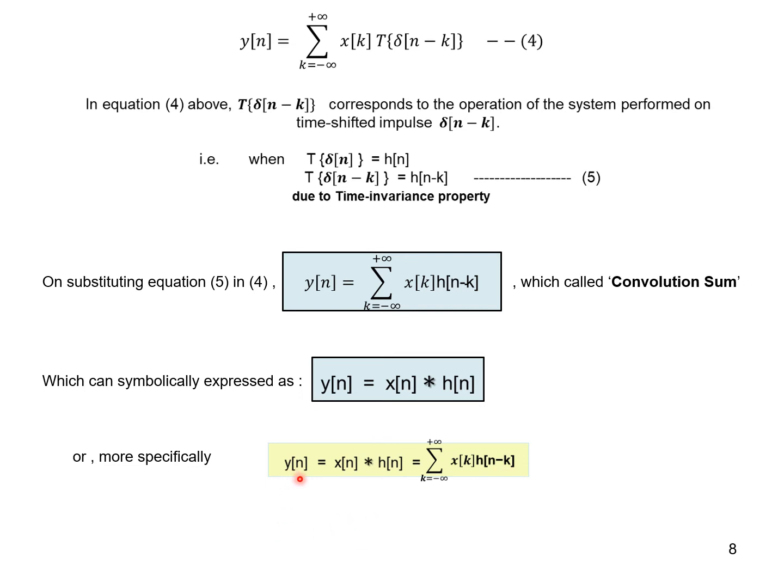For example, you want to find the value of y at origin. y of n is a signal, no? You want to find the value of y at n is equal to 0. What do you do for getting the value of y at n is equal to 0? Put n is equal to 0 here. When you put n is equal to 0, this whole thing becomes h of minus k. If you want to find the value of y at the origin, output at the origin, it is simply multiplication of x of k and h of minus k.